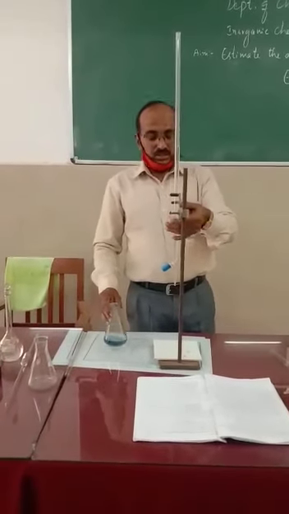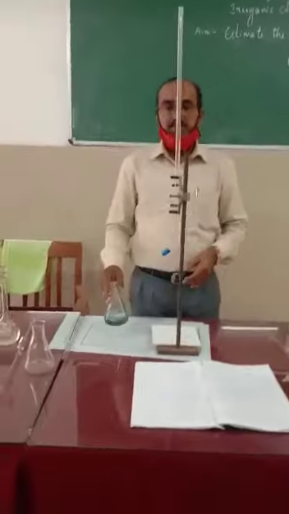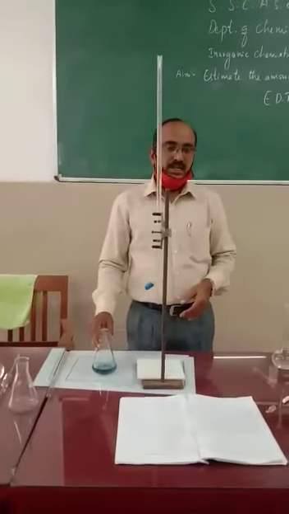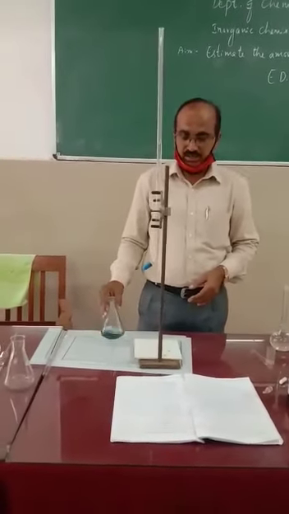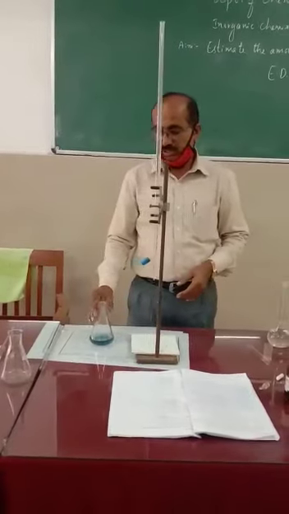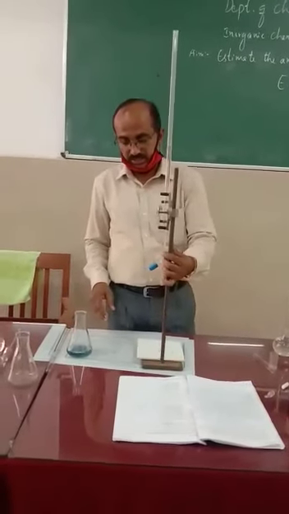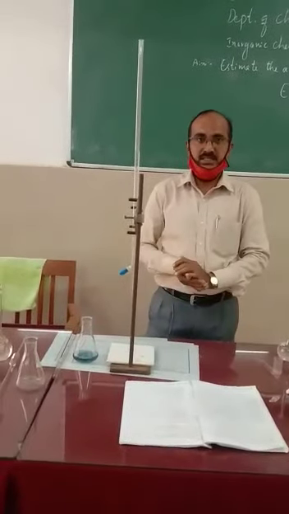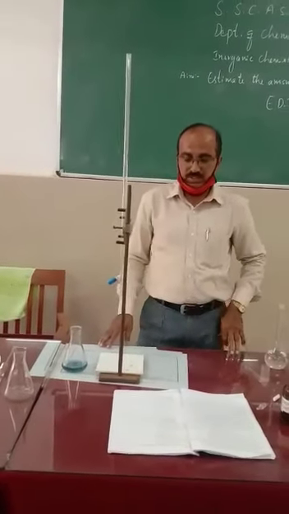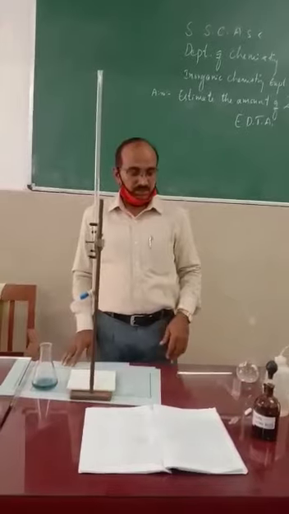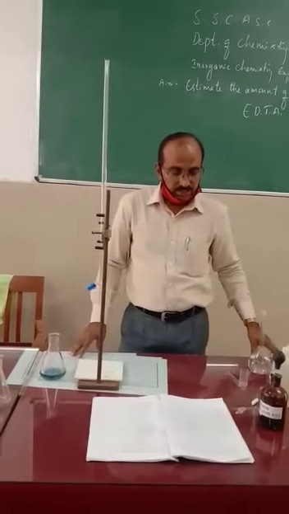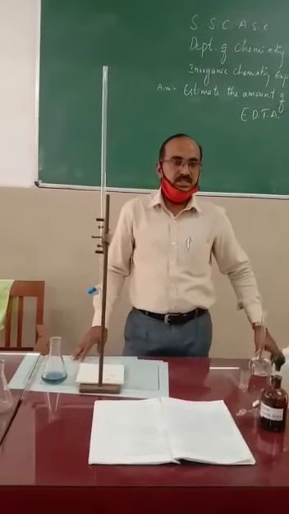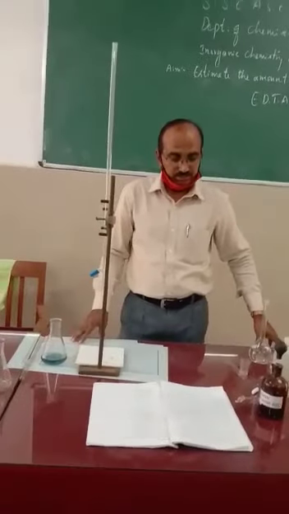Next, once again repeat the titration to get agreeing or concordant values. So both the values are the same. In the second titration we also get the same titer value. You stop the titration and we go for the third step, that is, estimate the amount of zinc sulfate in the unknown solution.